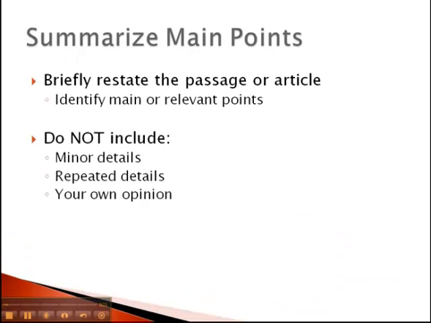When you summarize a text, whether it be an entire chapter or article, or simply a passage from that text, you are briefly restating the content of the passage or article. That is, you are identifying the main or relevant points of the text. Three things that you do not include in a summary are minor details, repeated details, and your own opinion about the text you're summarizing.